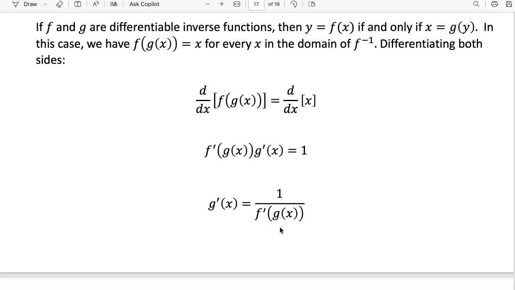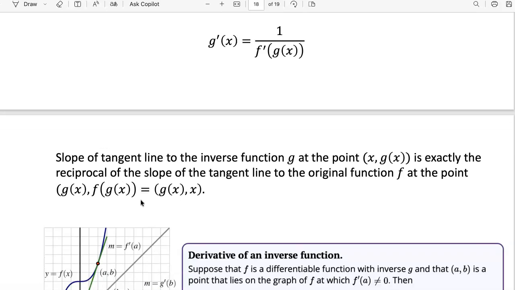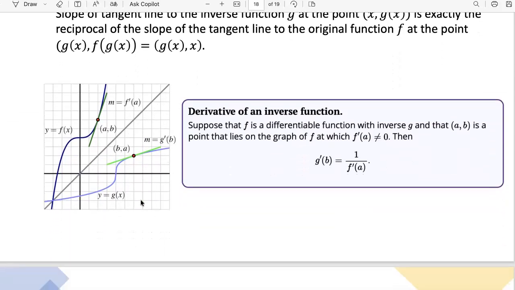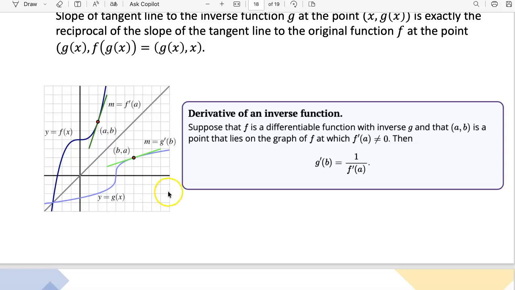So if on a graph that's xy, right, this g of x is going to be the y. And so this is a point, right? And we can look at the two opposing points. We've got one on the f function, one on the g function, right? And we can look at the point AB and the point BA. And what we get is g prime of B equals 1 over f prime of A.